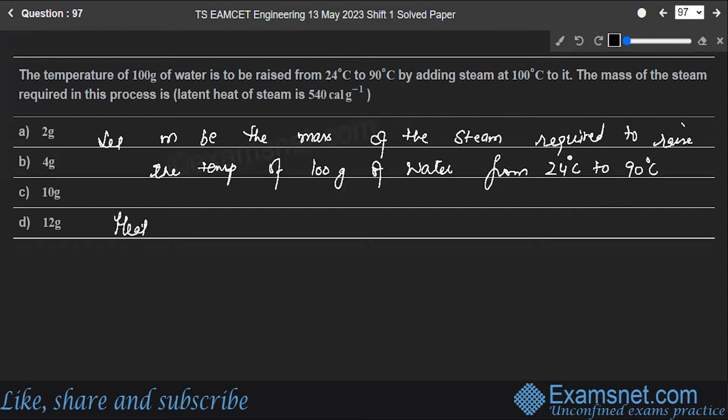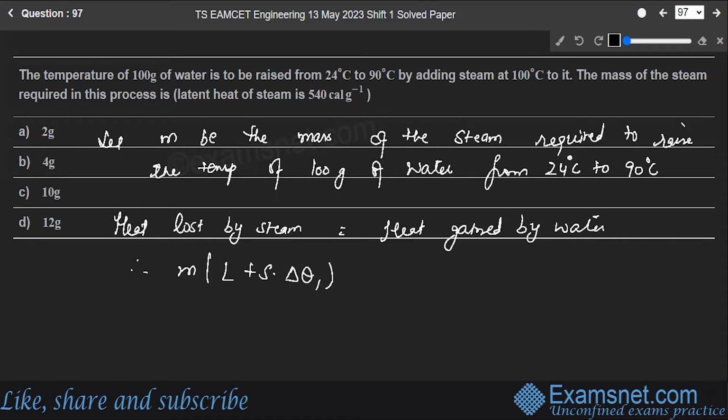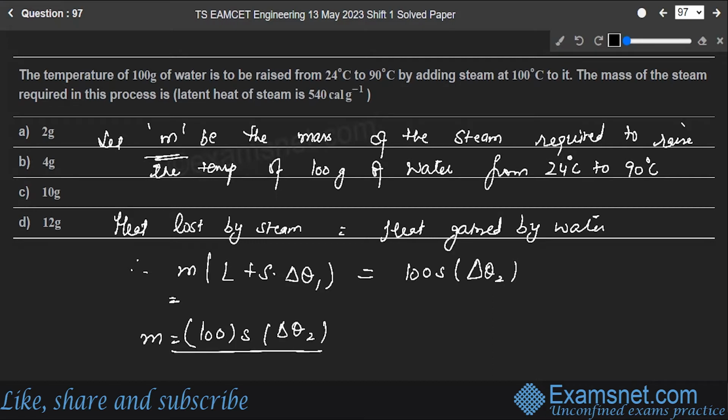So the heat which will be lost by the steam will be equal to heat gained by the water, right? Therefore, you have M into L plus S into delta theta 1 is equal to 100 into S into delta theta 2. Here M is this M. So this M is equal to 100 into S into delta theta 2 divided by L plus S into delta theta 1.